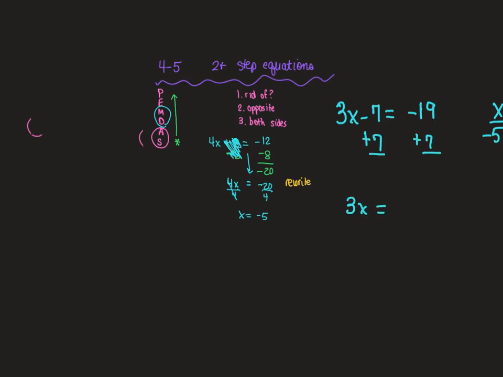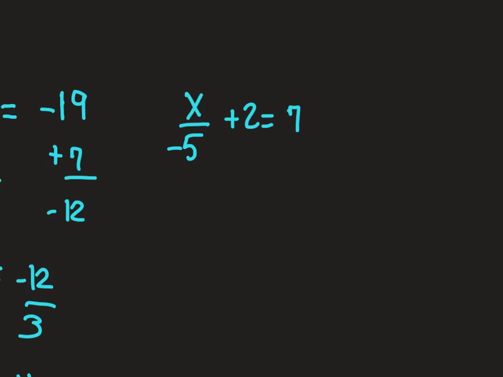We're going to add 7 to both sides and get negative 12. Rewrite the equation. Divide by 3. Final answer is negative 4. See if that's what you got. All right, try this one. Push pause, work it out on paper, then hit play.